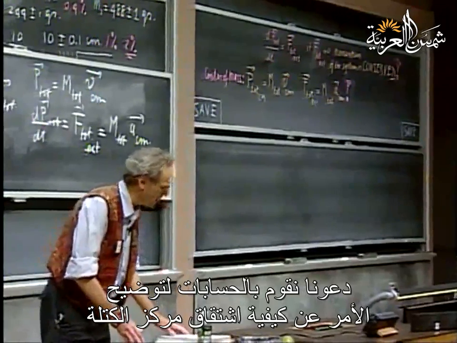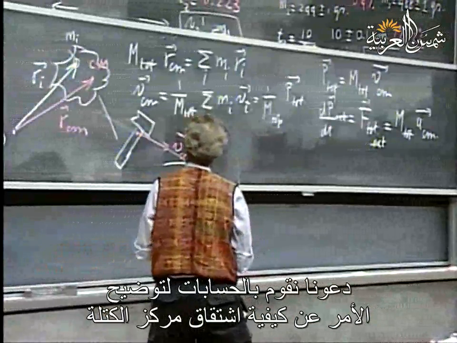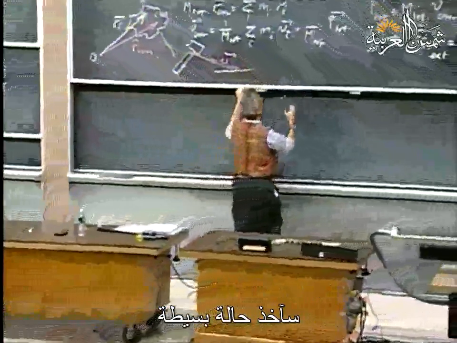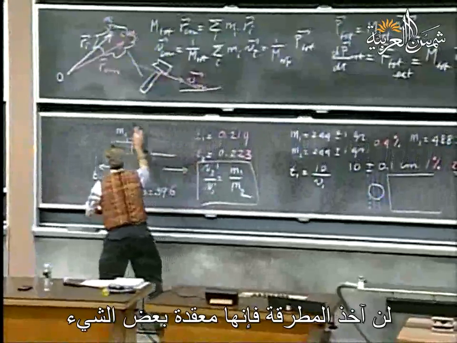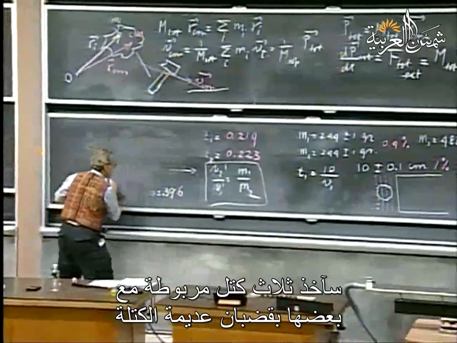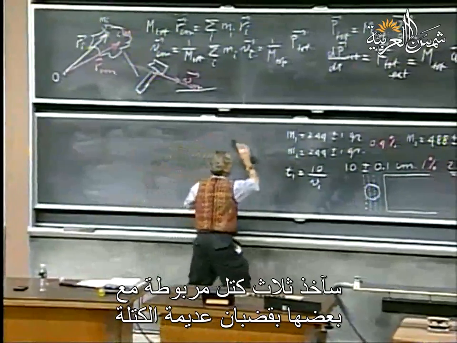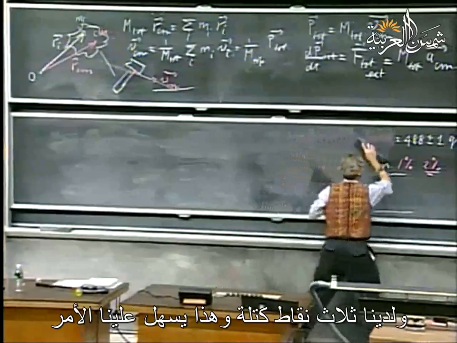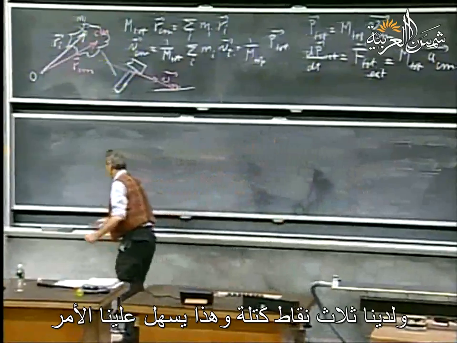Let's do one calculation to give you some experience on how you derive the center of mass. I'll take a simple case. I won't take a hammer, it's a little bit complicated. I will take 3 masses which are held together by very unphysical, by massless rods, say. Then I have 3 point masses, and that makes my life a little easier.